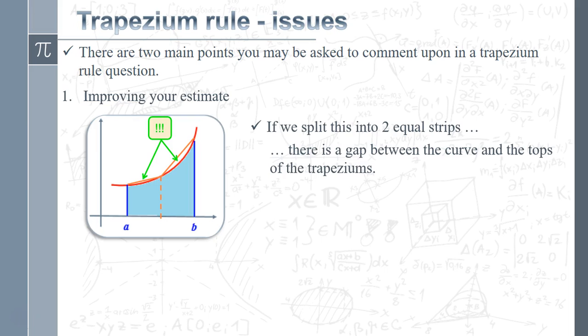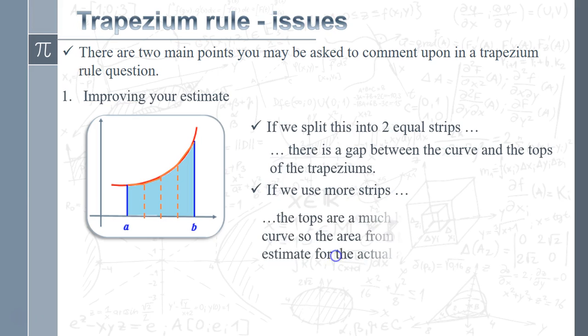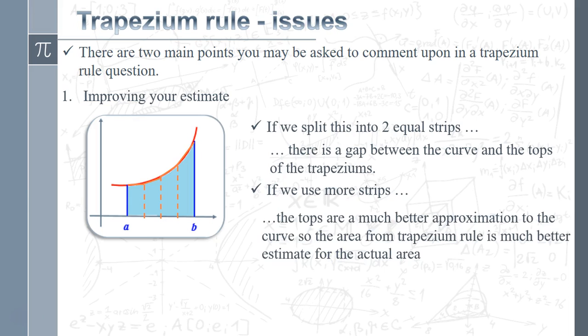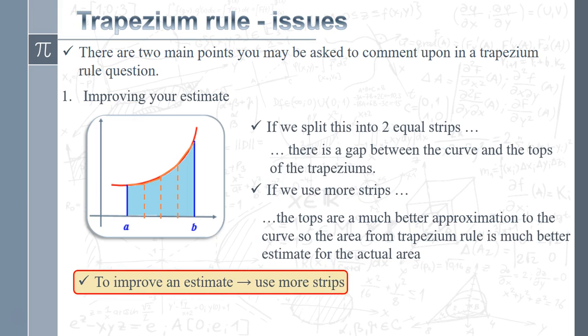Well, the most obvious way to do that is just to split it into more strips. If we make those trapeziums smaller in terms of width, there we go, and look at my orange lines now. Those orange lines are much better approximations for the curve, and so therefore the estimate we're going to get from Trapezium Rule is going to be a better estimate for the actual area. So dead straightforward. How can you improve on your estimate? Simple answer: use more strips or reduce h. So that's the first issue.